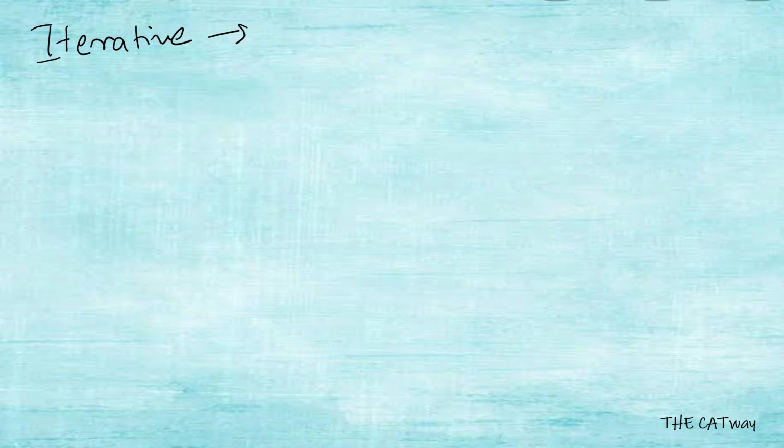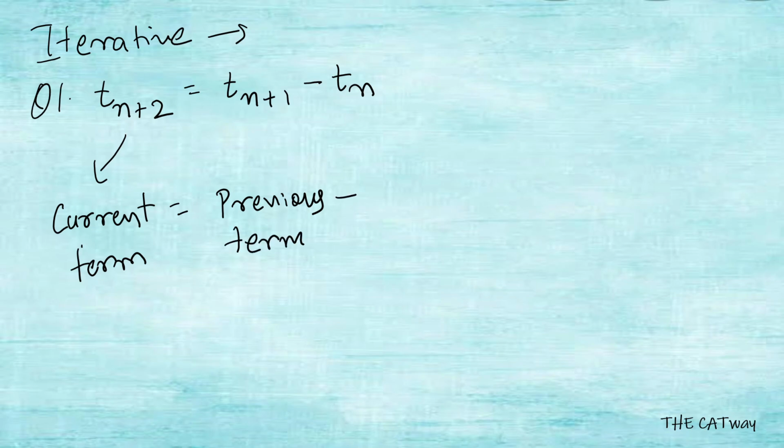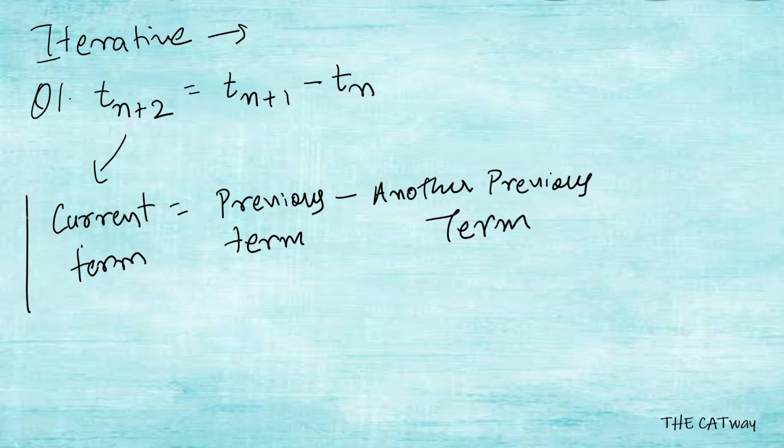So let's say question one says the function will be given, that is t(n+2) = t(n+1) - t(n). Okay, so what does this mean? This means that the current term is equal to the previous term minus another previous term. So this is the format of the series.